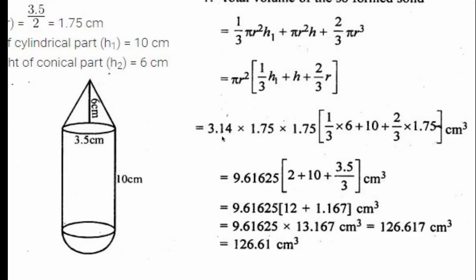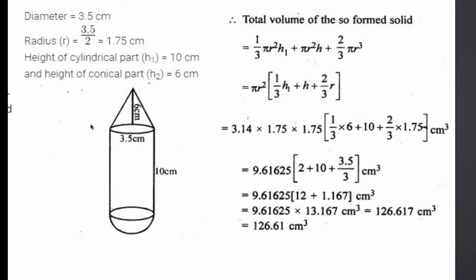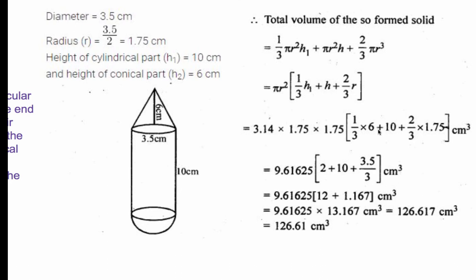Let's see, pi is 3.14, it was given in the question. r square, square of the radius, multiplied by 1 by 3 height of the cone. What is the height of the cone? We can see it is 6. So put that, plus height of the cylinder, which is given as 10, put that, plus 2 by 3 r. 2 by 3 into r is again the same, 1.75. Fine students. Now calculating it, 3 ones are 3, 3 twos are 6, I am left with 2 from the first, second 10 as it is.